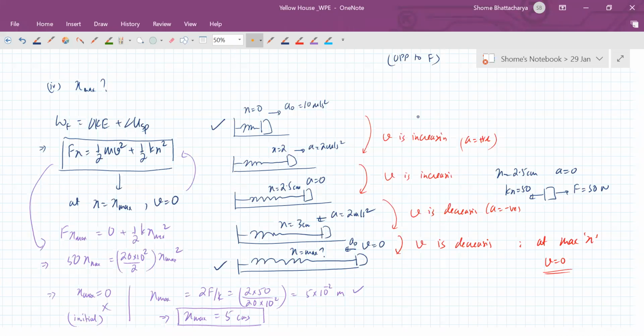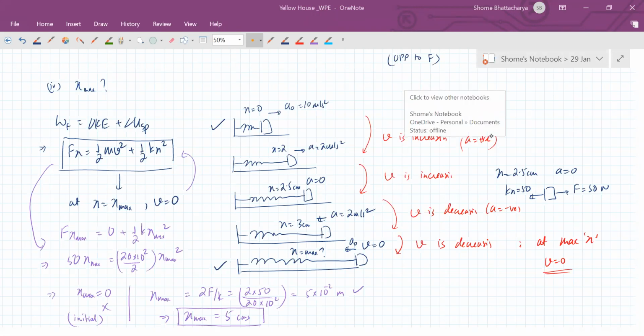No, at x equal to 0, see what is happening: the acceleration is maximum but the speed is 0. So all the information is in this series of diagrams. You can see what is happening: from 0 to 2.5 the speed is increasing, and from 2.5 to 5, what is happening, the speed is decreasing. So at which point of time will it happen? When the acceleration is 0.